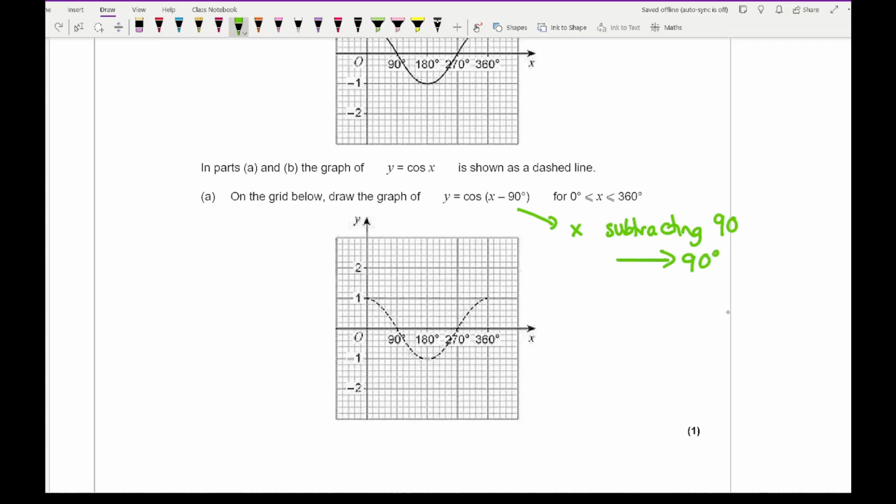So here, if I look at the key points on this cos graph, what I'm going to do is shift it to the right by 90. So this first point is now going to be here. This point here is now going to be there. This point here is now going to be there. This point here is now going to be there. So then what I need to do is simply join those points up, in which it looks something like that.